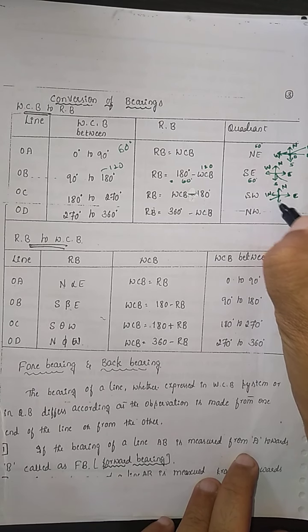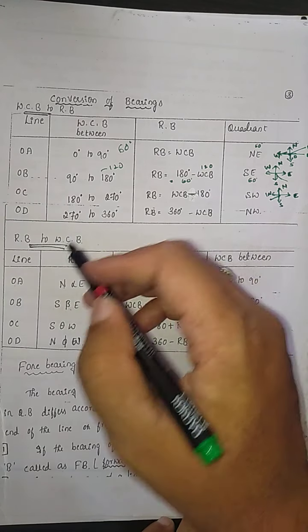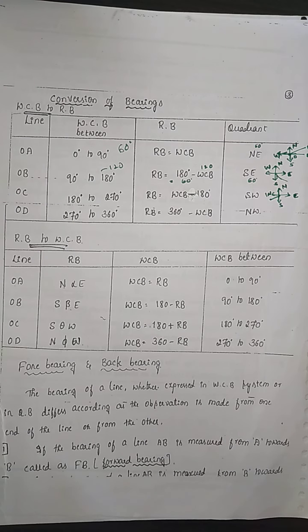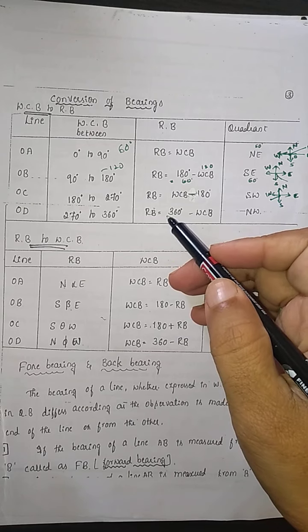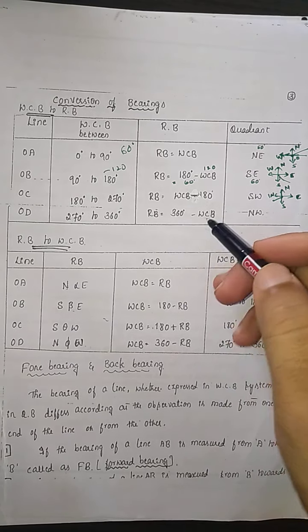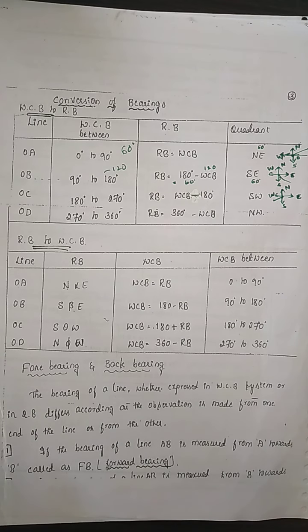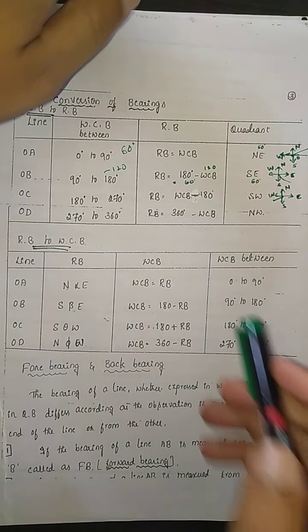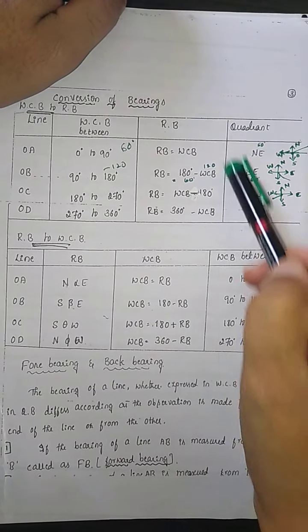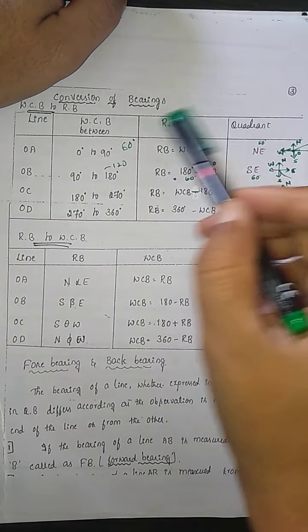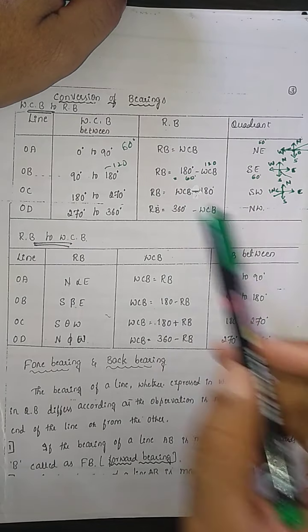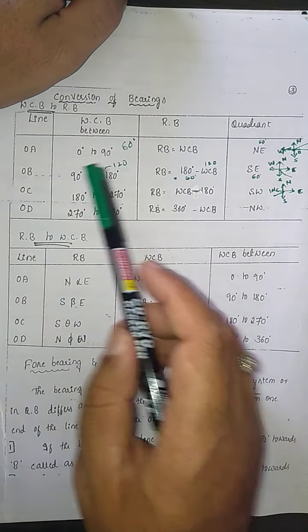So you are going to write it as southwest. Okay. Then if the angle is in between 270 to 360, you will be using the formula RB is equal to 360 minus WCB. Okay. So the important thing is here you need to remember these particular formulas in order to convert from whole circle bearing to reduced bearing system.